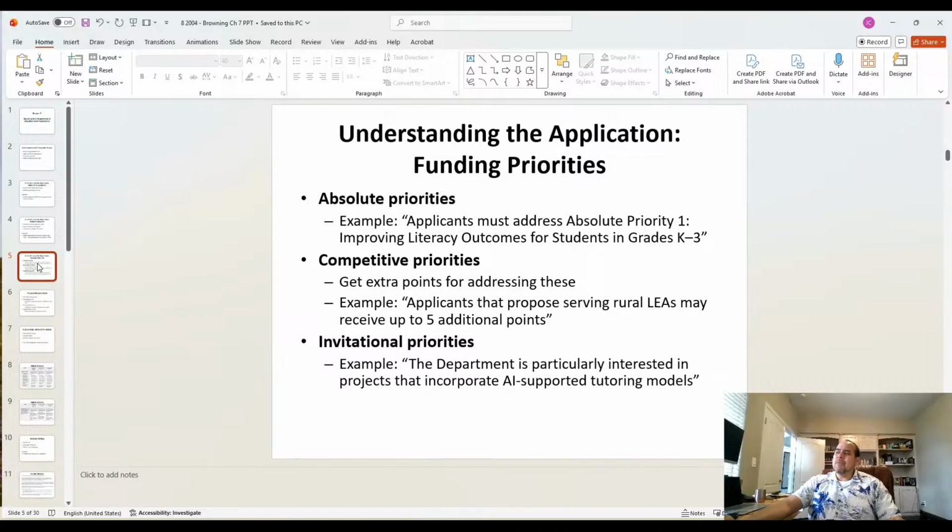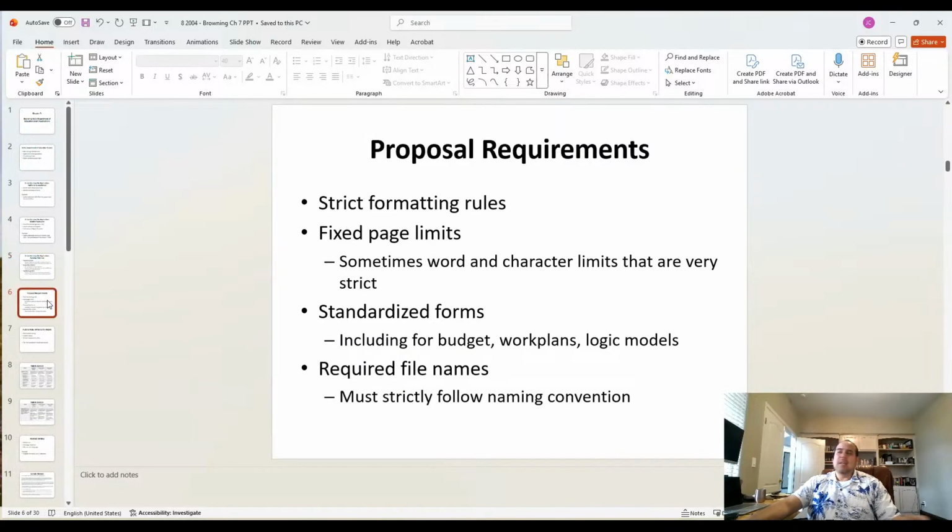And then you have invitational priorities, right? Here's an example. The department is particularly interested in projects that incorporate AI supported tutoring models. What this means is if you're doing this, those are the precise type of applications that they're looking for. They're trying to fund a new area, go into a new area, and so those are priorities that they have. People who are actually doing this are going to be looked at quite favorably in the granting money, okay.